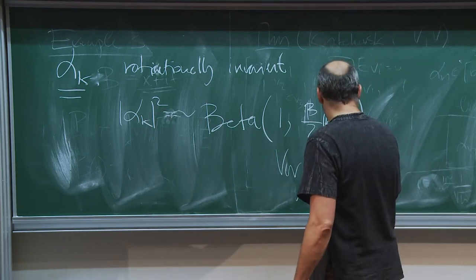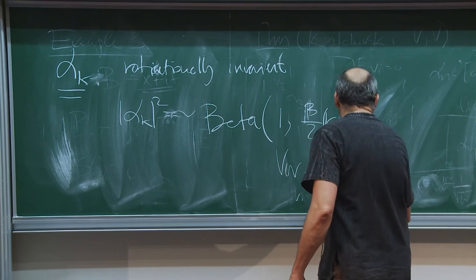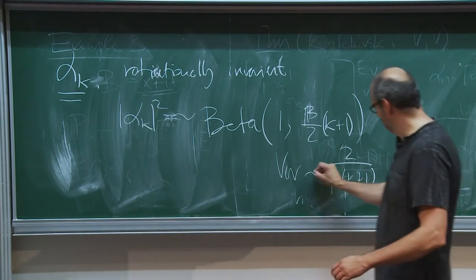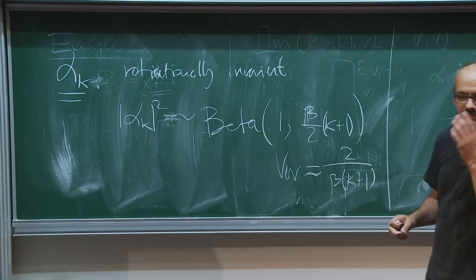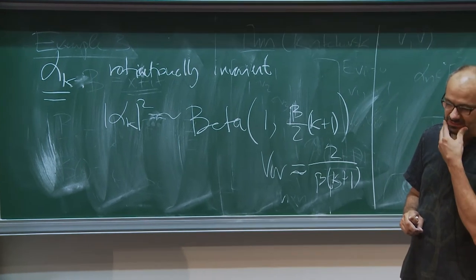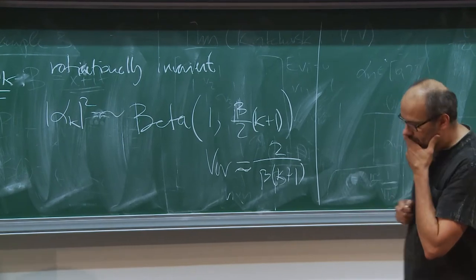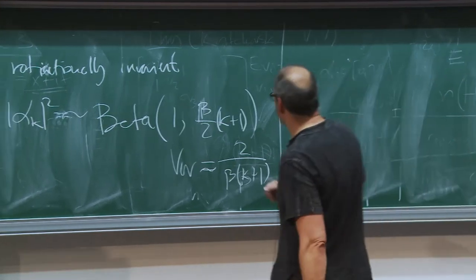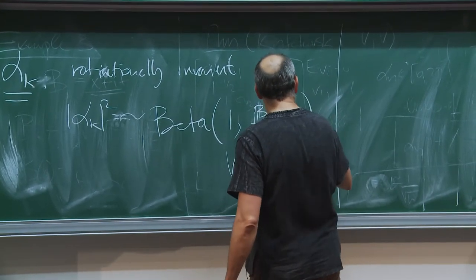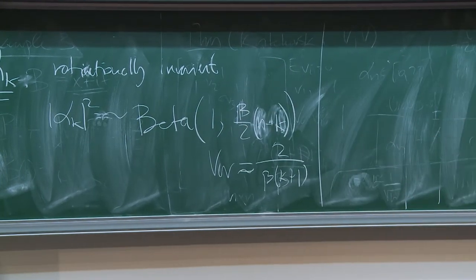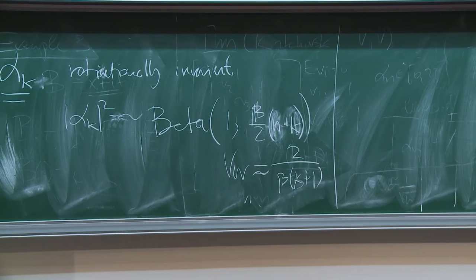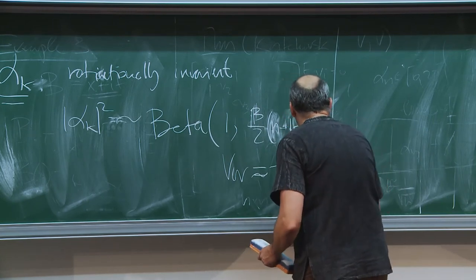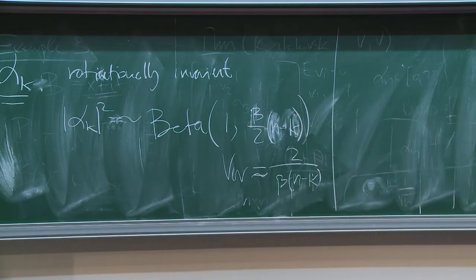2 over beta times k plus 1. It's equal. So the variance is going to zero. So did I do this correctly? No, sorry, I think I have to write n minus k. So the variance is growing. Okay, so this is what the alpha k's are.